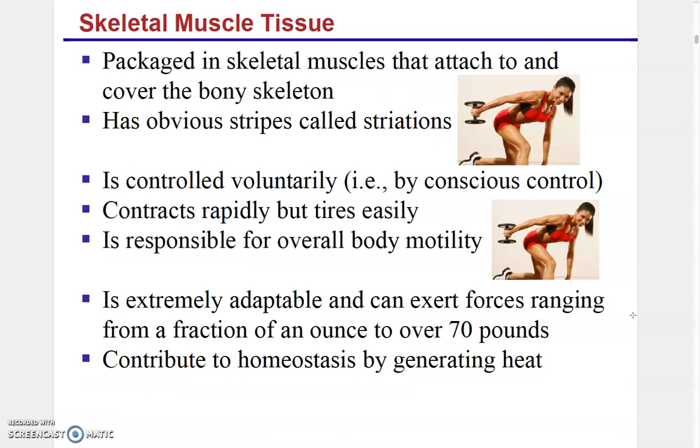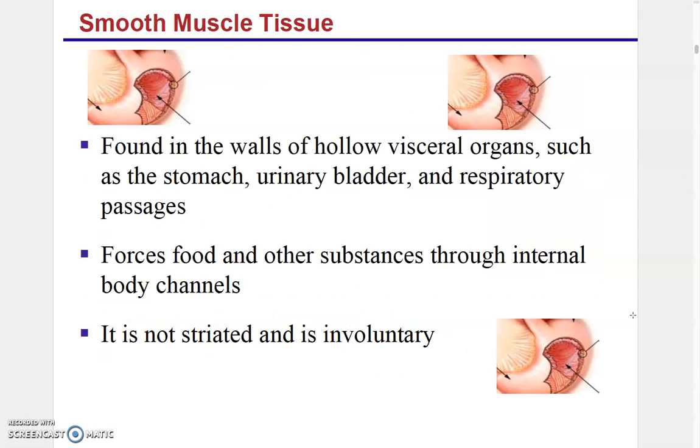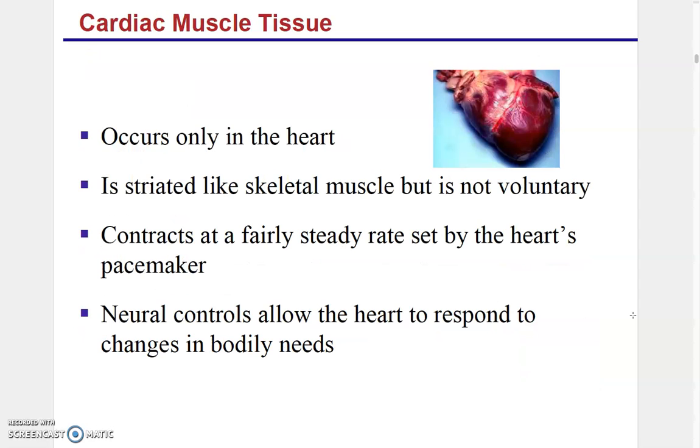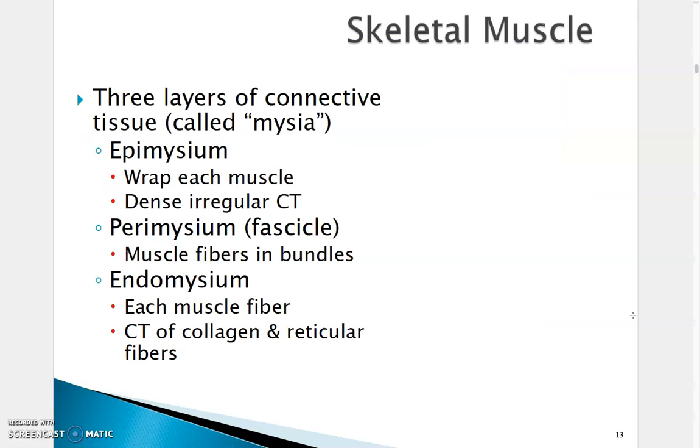So skeletal muscle tissue, like I said before, covers the bones of your body, and it has stripes called striations, which basically cause the contractions, and you can move it on purpose. Smooth muscle tissue covers some of your internal organs and your blood vessels, and it's involuntary movement. And then cardiac muscle is involuntary movement, and it beats to spread blood throughout your body, and it's only found in the heart.